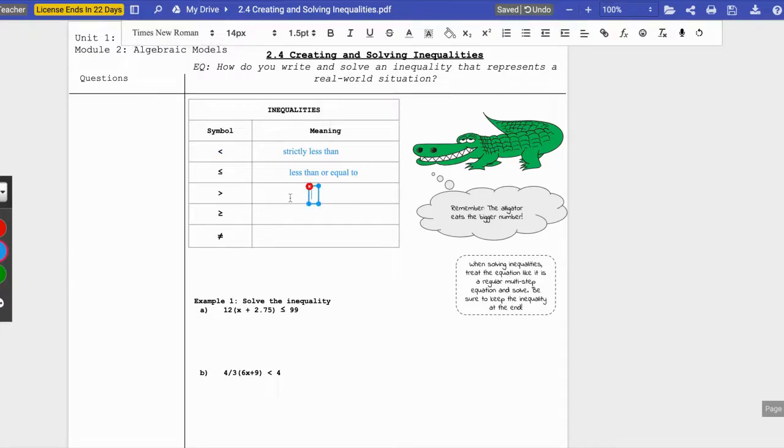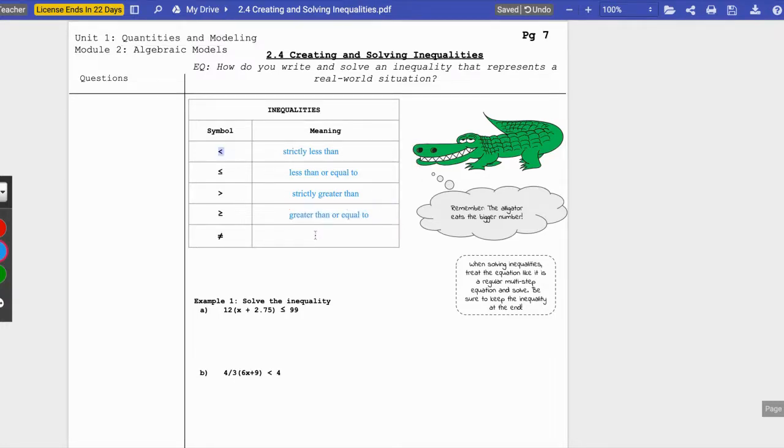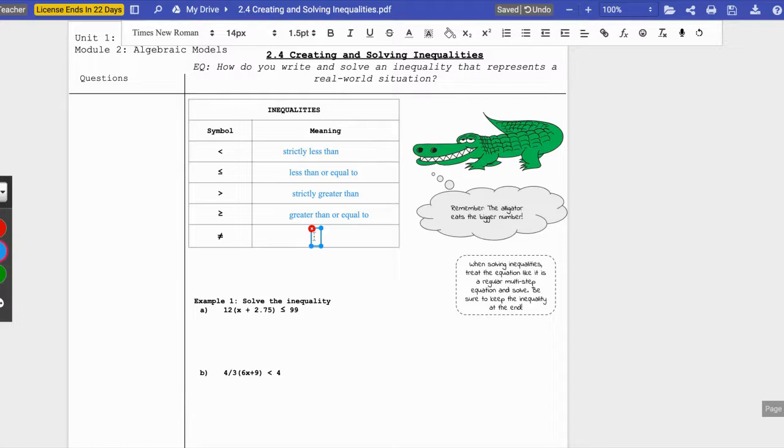And the opposite way, this is strictly greater than, which means it cannot equal the smallest number. And this is greater than or equal to. The key is that whenever there's a line underneath it, that means it's going to be equal to, greater than or equal to. Finally, the last one is the equal sign with a line through it, which means it does not equal or cannot equal.